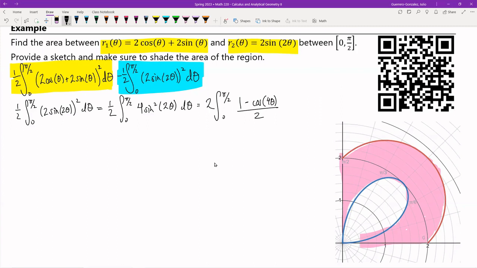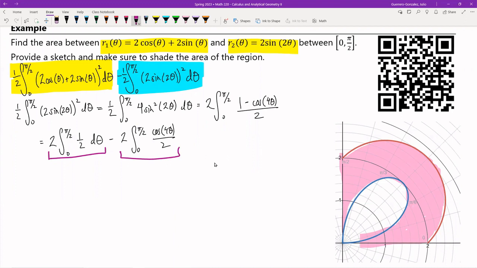Okay, this is now going to be equal to 2 times the integral from 0 to pi over 2 of 1 half d theta, minus, let me get this right, yeah, 2 times the integral from 0 to pi over 2 of cosine of 4 theta over 2. This one right here, the very first one, that's a nice, normal integration. You're going to get 1 half theta, right?